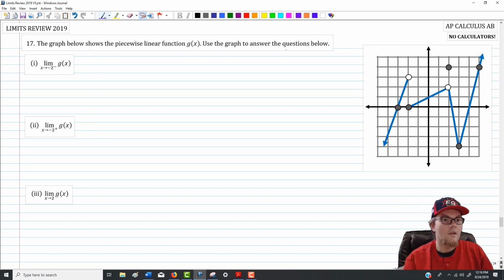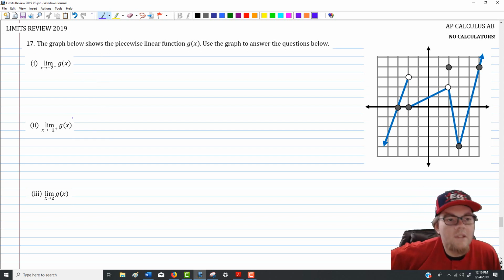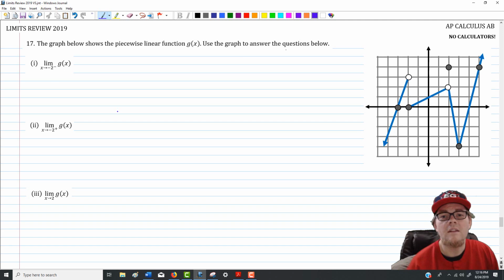Okay, so jumping into this last one, it says the graph below, or in our case at right, shows the piecewise linear function g of x. We want to use the graph to evaluate the limits in our case. So I'm going to go through these pretty quickly. I think they're pretty self-explanatory applications of limits, pretty visual, but a couple of them are really tough, so we'll talk about those when we get there.